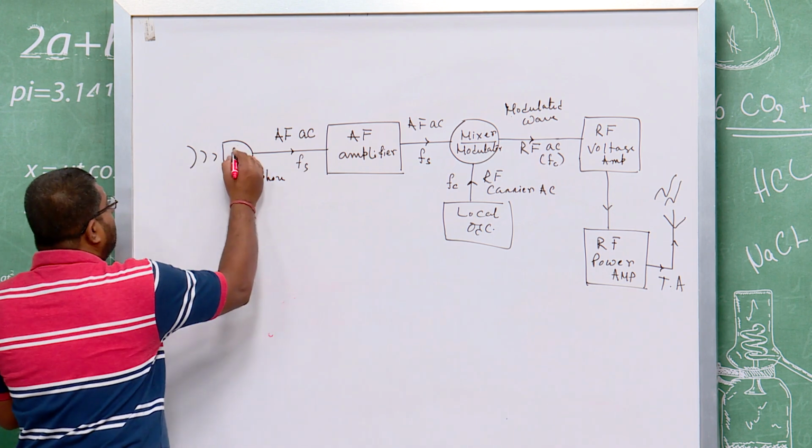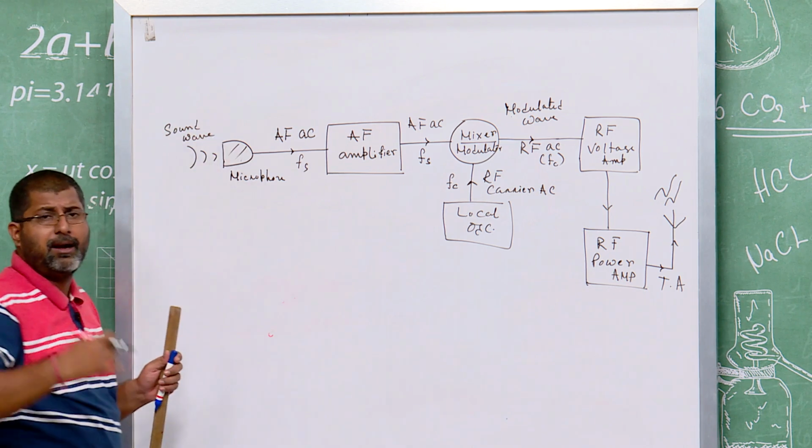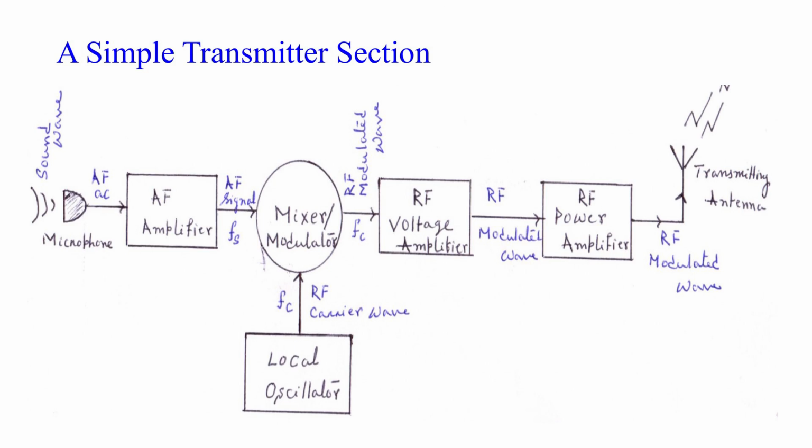So, what we observe here is the sound wave. That means a singer sings in front of a microphone. This microphone converts this sound wave into a corresponding audio frequency signal. This AF amplifier enhances the strength of the signal, and this AF AC is at a frequency Fs. Here it is fed to a mixer or modulator. The mixer or modulator gets another input from a local oscillator, which generates the RF carrier wave. This RF carrier wave has a frequency Fc.